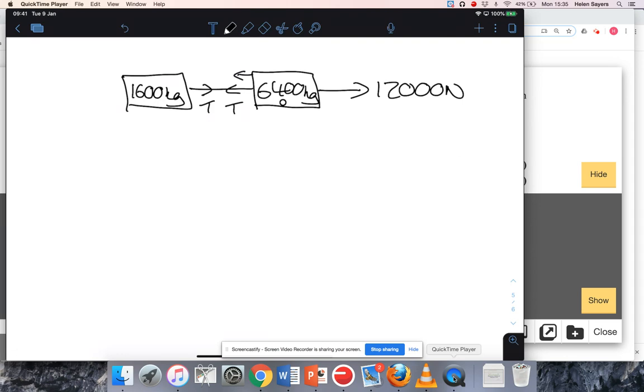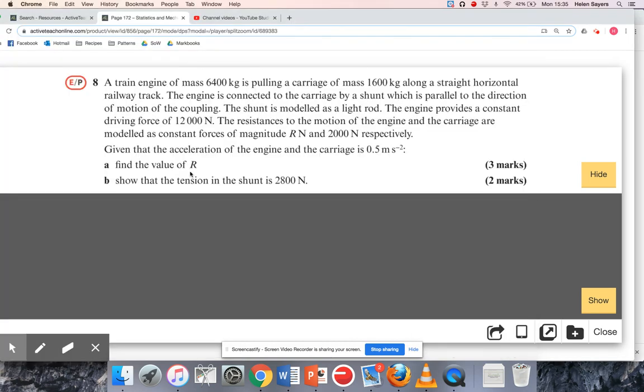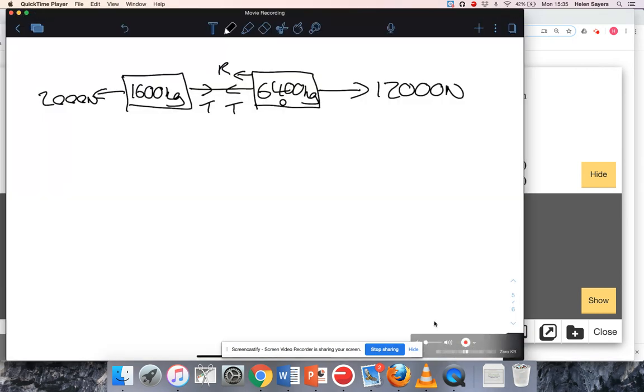The train engine has a resistive force of R, so that's the one I'm not told, and the carriage has a resistive force of 2,000 newtons. Okay, and the first thing I must find is the value of R. To do that, I'm going to need to model the whole thing as a single body, because if I just try and look at the engine, I've got two unknowns. I don't know R, and I don't know the tension, so I won't be able to do anything with that.